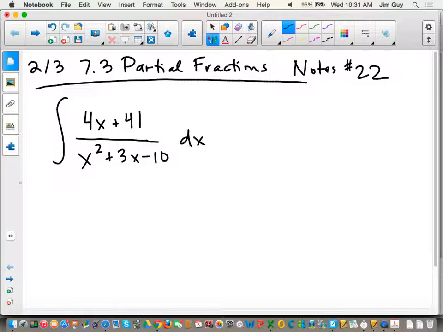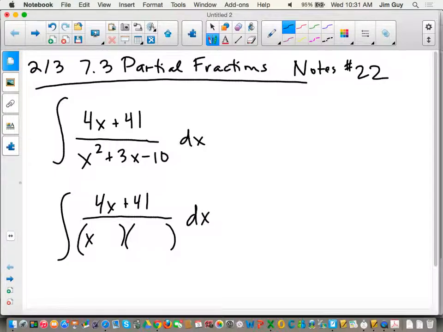So then you realize, hey, I've got a fraction. Maybe I'm going to do partial fractions. In other words, split it into two fractions being added together that would be equivalent to this fraction. The first step would be to factor the denominator. This would only work if you can get the denominator down to two things being multiplied together. So we're just going to keep 4x plus 41 on the top, and factor the denominator. We get x and x, factors of negative 10 that add up to 3. So plus 3 and minus 2, or excuse me, plus 5 and minus 2.